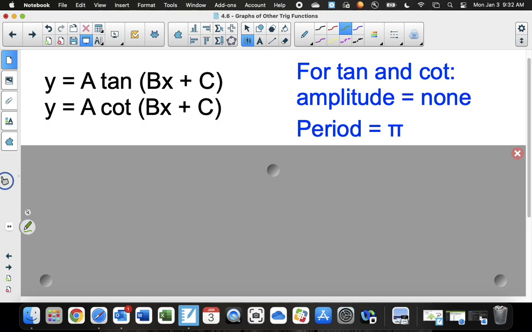But because we're sketching it, it's not super noticeable, so it's not something we're really going to worry too much about either. So our main focus is going to be on B and C with the period and where are the asymptotes and are they stretched or shrunk or whatever. That's what we're going to take a look at. That's going to be our main focus when graphing tangent and cotangent.